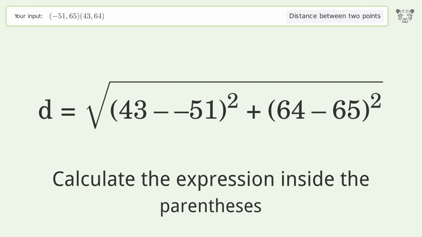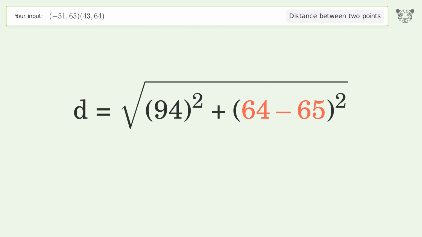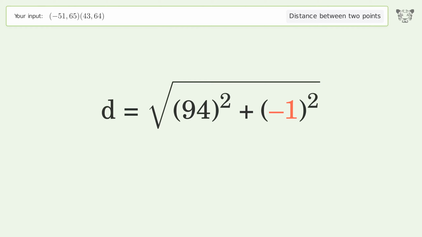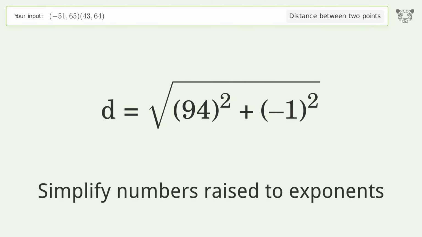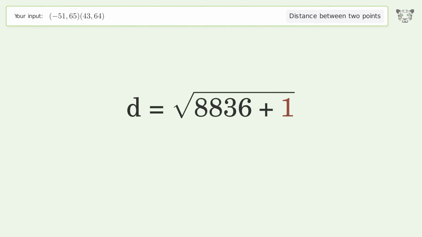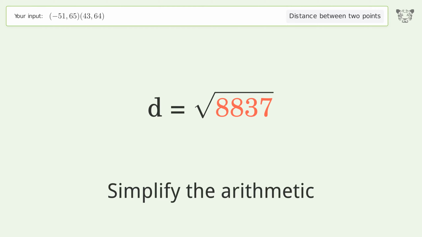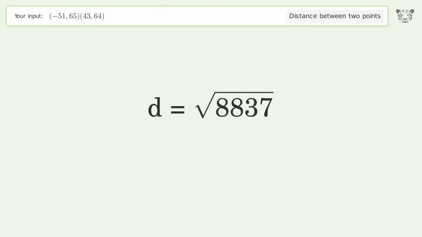Calculate the expression inside the parentheses. Simplify numbers raised to exponents. Simplify the arithmetic. And so the distance between the 2 points is the square root of 8,837, or 94.005.